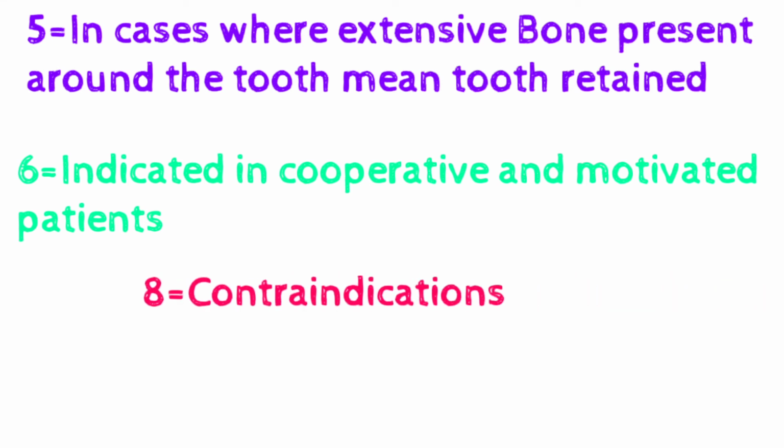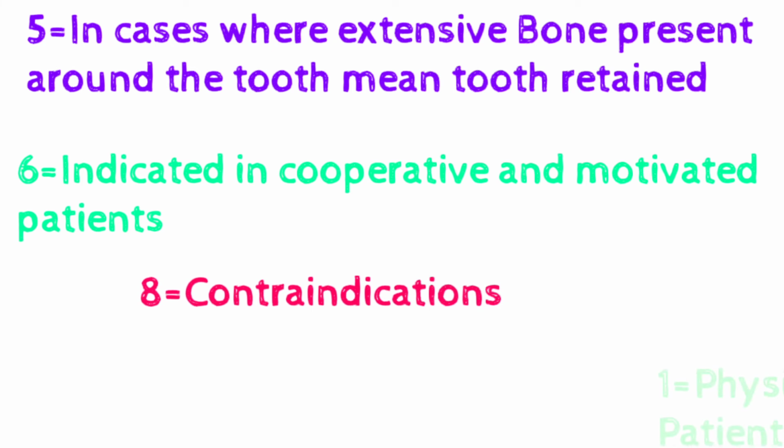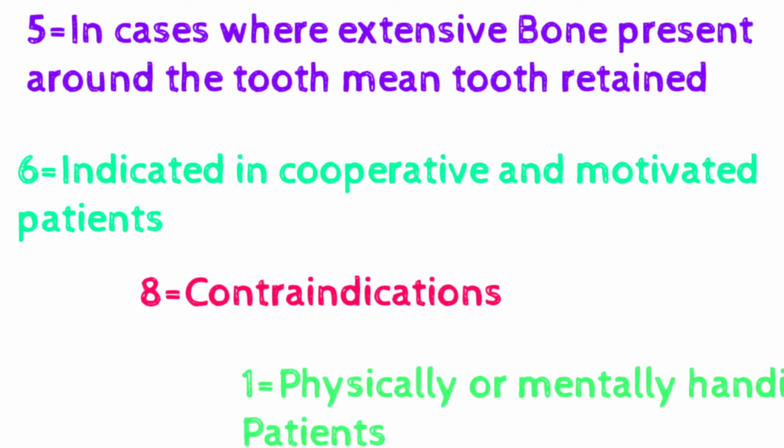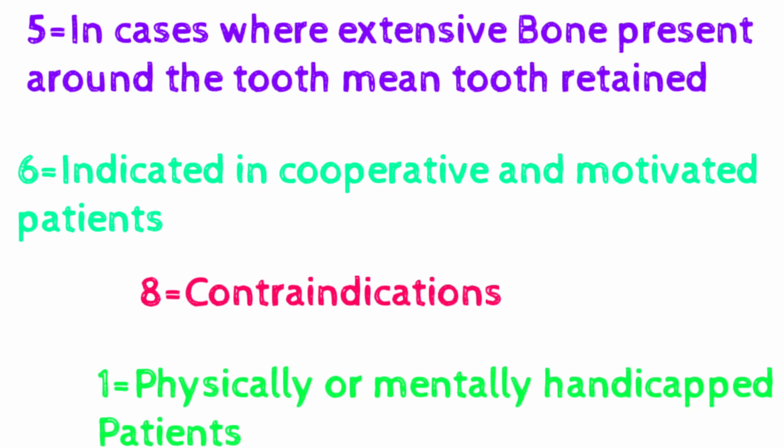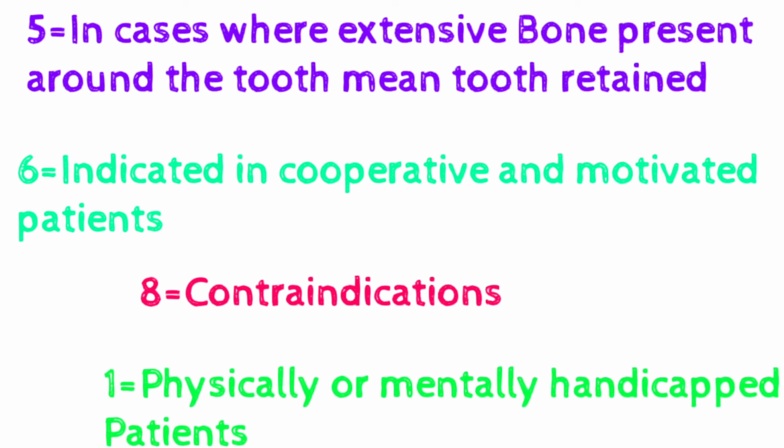Now come to the contraindications of overdenture. In which conditions we cannot prescribe, we cannot give an overdenture. Number 1, a physically or mentally handicapped patient, because they cannot take care of the denture. Second is an uncooperative or under-motivated patient. Again, overdenture is contraindicated because they cannot maintain good oral hygiene and denture hygiene.